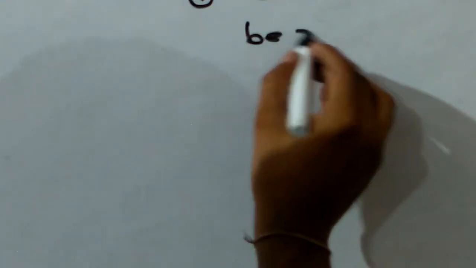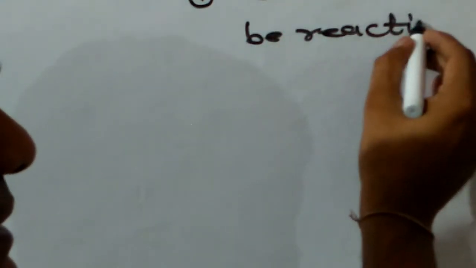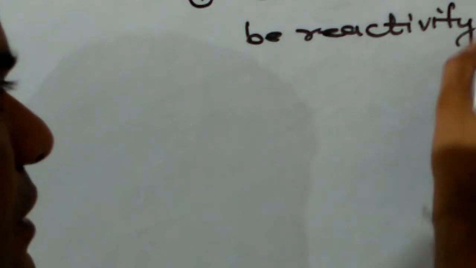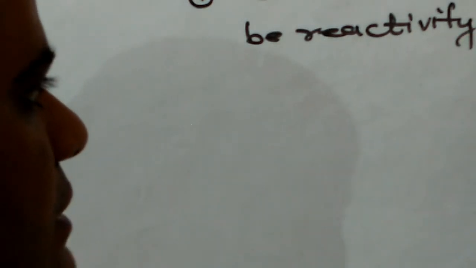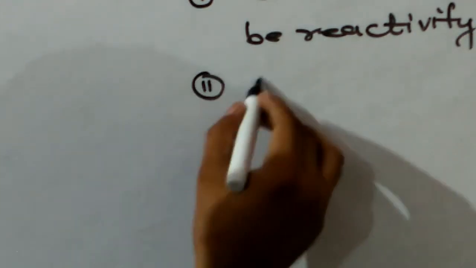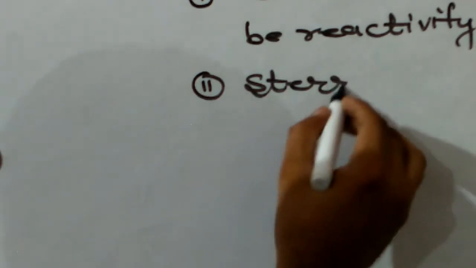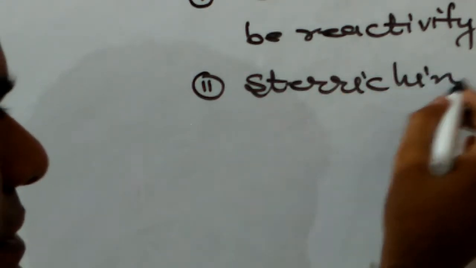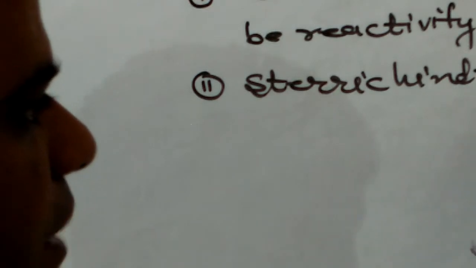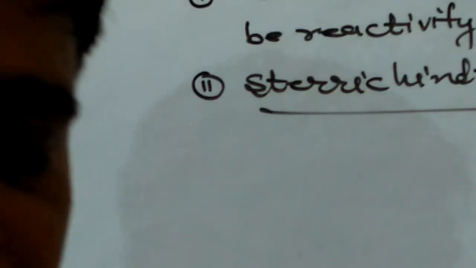The more electron withdrawing groups there are, the lesser the reactivity for nucleophilic addition. The second factor is steric hindrance. The bulkier the group, the lesser the reactivity for nucleophilic addition reaction.